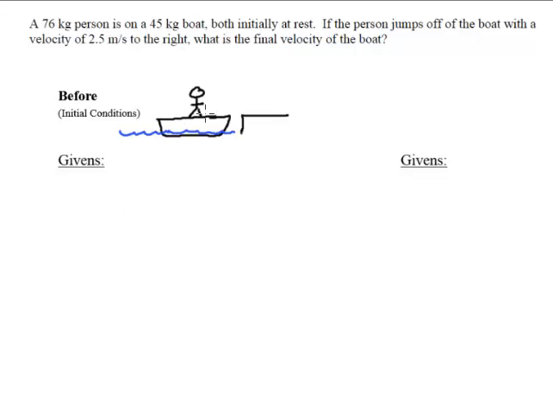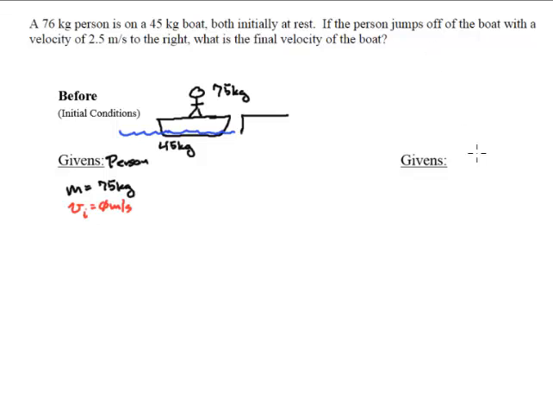Now I've diagrammed, I have a person here. I know something about that person. They have 75 kilograms. And I know something about the boat. The boat is 45 kilograms. And the very first sentence deals with the before conditions. So for the person, the things that are given is mass equals 75 kilograms. And I know that the initial velocity in the beginning is 0 meters per second.